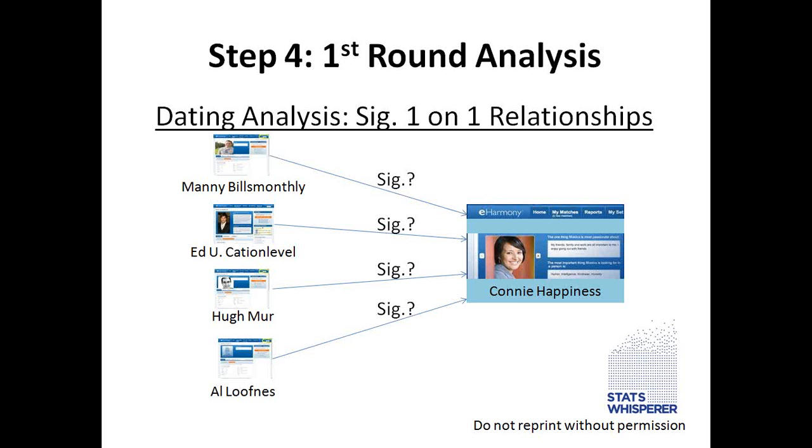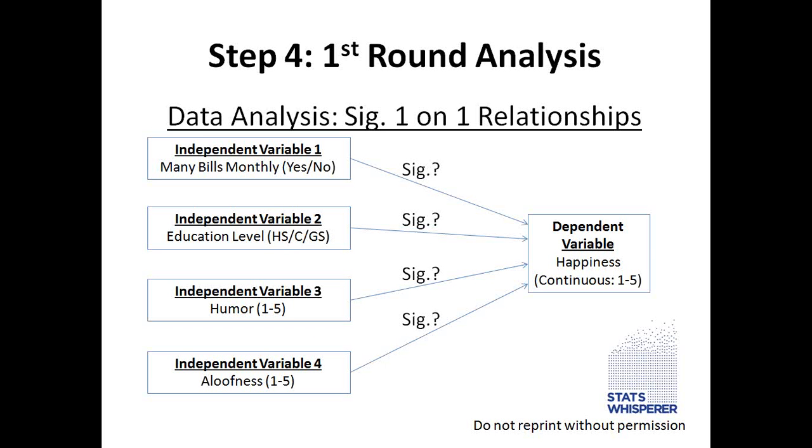So in our example here, we have, like, how many bills monthly, and then the central dater is Connie. So do they have a significant relationship? Does education level have a significant relationship? You see on the lines, there's a little "sig" with a question mark for each, saying, is this a significant relationship? So you're relating the 4 to the central one, and that's quite like our data analysis.